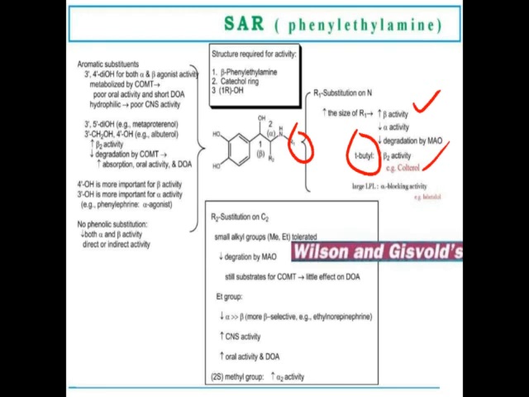Then the second one, regarding R2, which is present on the alpha carbon. If this R2 is a small substitution like methyl, it has increased alpha 2 activity. But if we increase the size again to ethyl, propyl, then the beta activity increases and the alpha activity decreases. It also affects the metabolism by monoamine oxidase, so it decreases the degradation by monoamine oxidase.